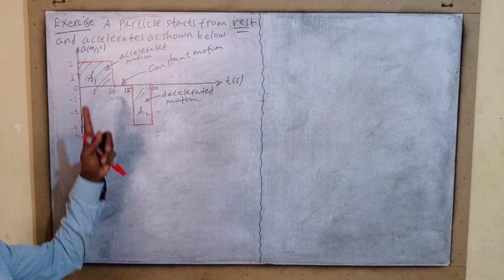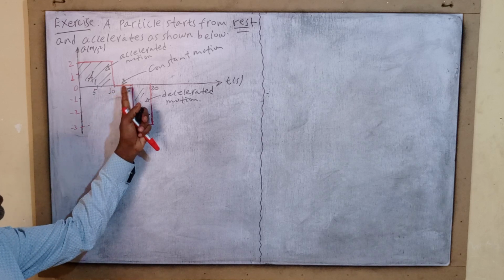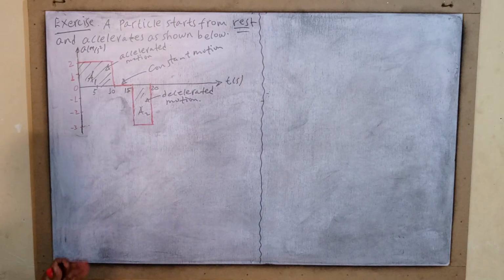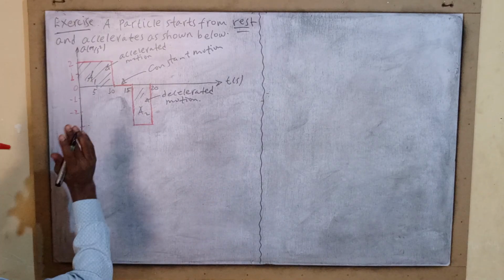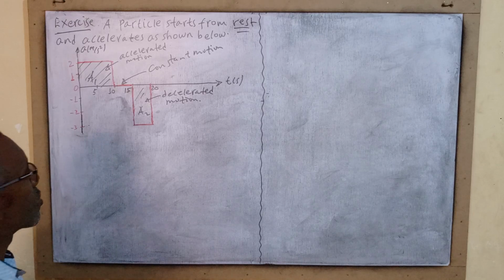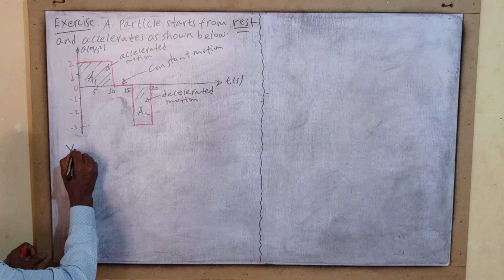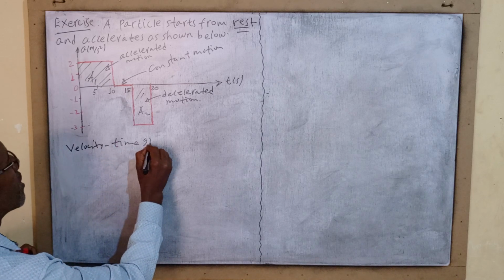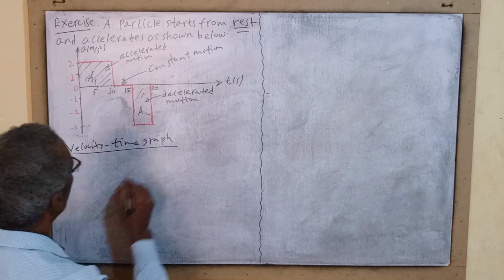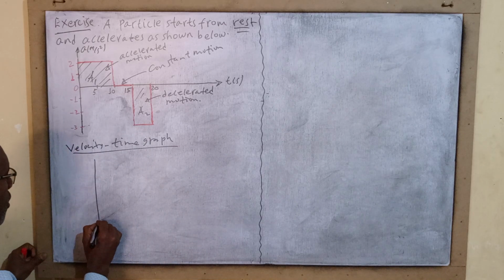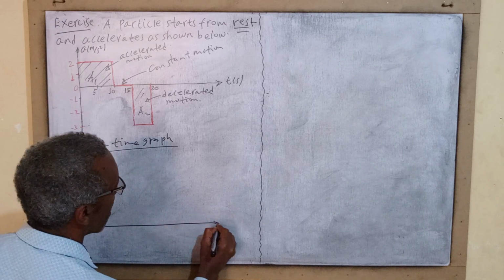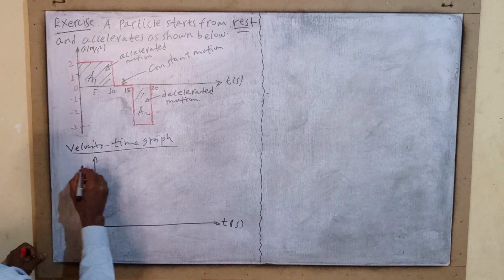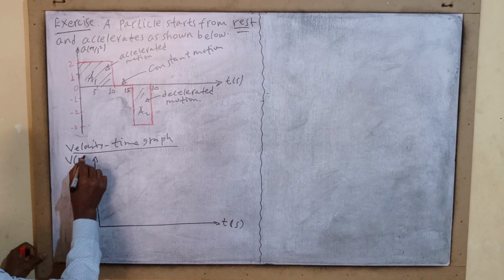Since we have found the speed at t is equal to 10 seconds, at t is equal to 15 seconds, and at t is equal to 20 seconds, let's first draw the velocity versus time graph curve for these three parts of motion. Velocity versus time graph curve of this motion. Time axis in seconds and velocity axis in meters per second.